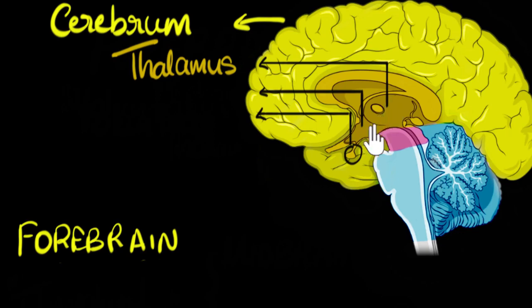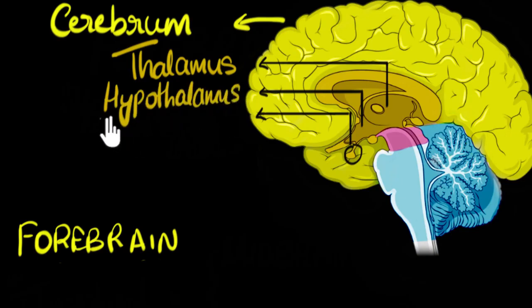So the part that comes below that is called hypothalamus. And hypo kind of means lower. So it's the lower part of the thalamus, hypothalamus.